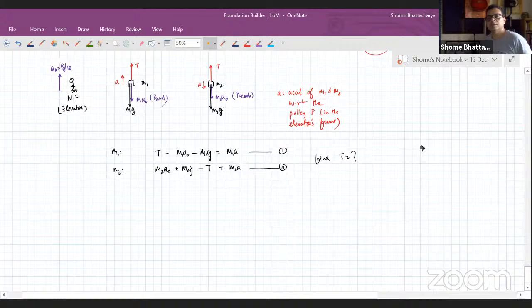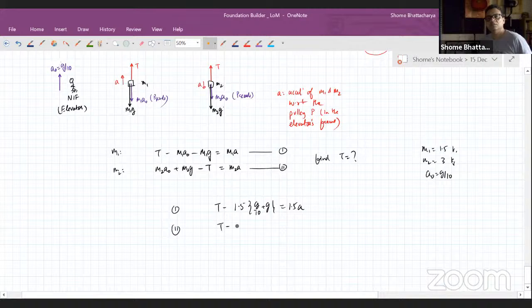Okay. So substitute M1 as 1.5 and M2 as 3 kg, and of course a naught as g by 10. So equation 1 will become T minus 1.5 into (g by 10 plus g) equals 1.5A. And equation 2 will become 3 into (g by 10 plus g) minus T equals 3A.